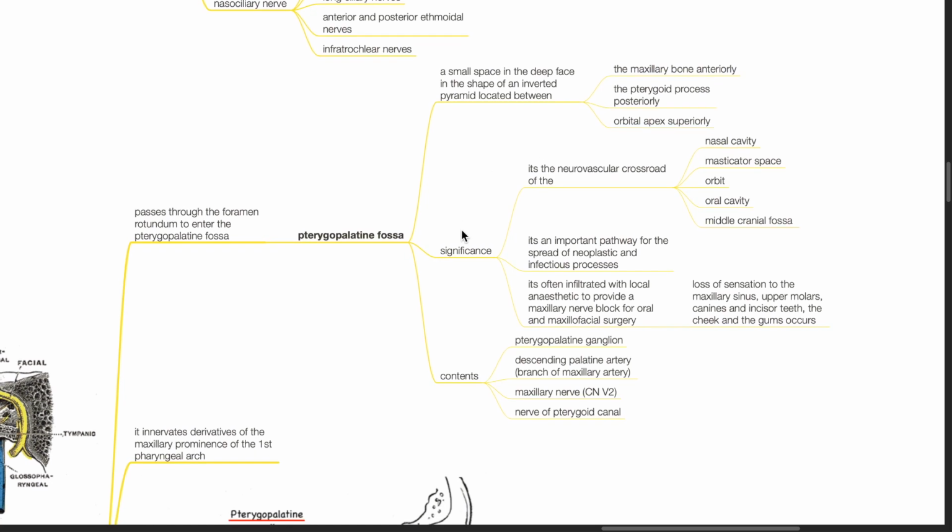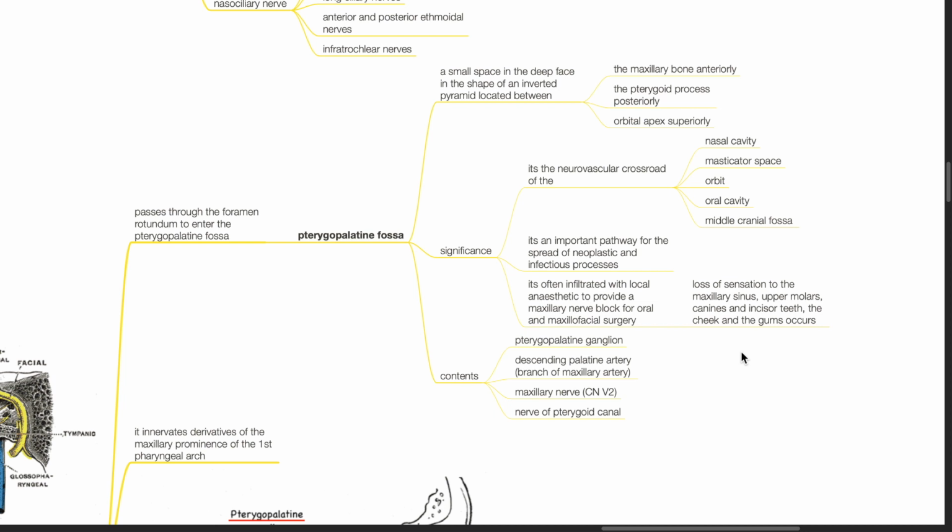Significance of the pterygopalatine fossa: it's the neurovascular crossroad of the nasal cavity, masticator space, orbit, oral cavity, and middle cranial fossa. It's an important pathway for the spread of neoplastic and infectious processes. It's often infiltrated with local anesthetic to provide a maxillary nerve block for oral and maxillofacial surgery. Loss of sensation to the maxillary sinus, upper molars, canines, and incisor teeth, the cheek, and the gums occurs.